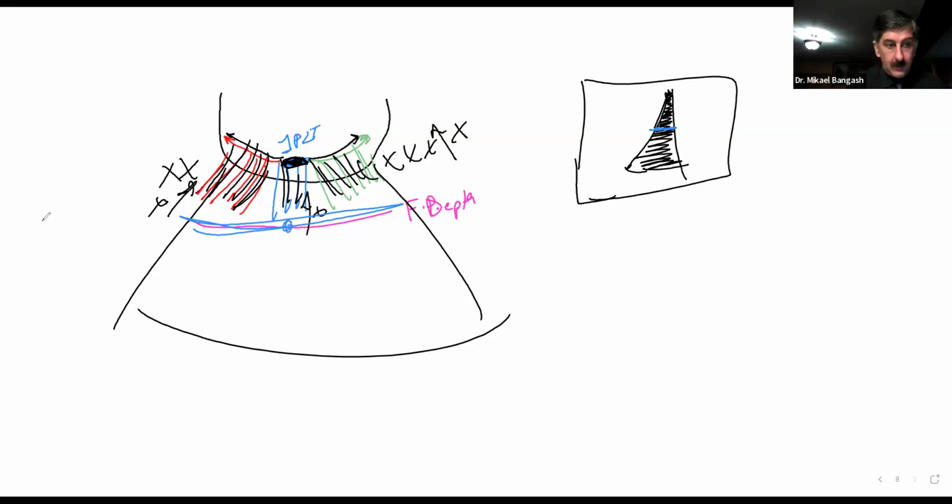Which means this is the single depth at which each beam, when it is being thrown out, is going to reach its narrowest point.